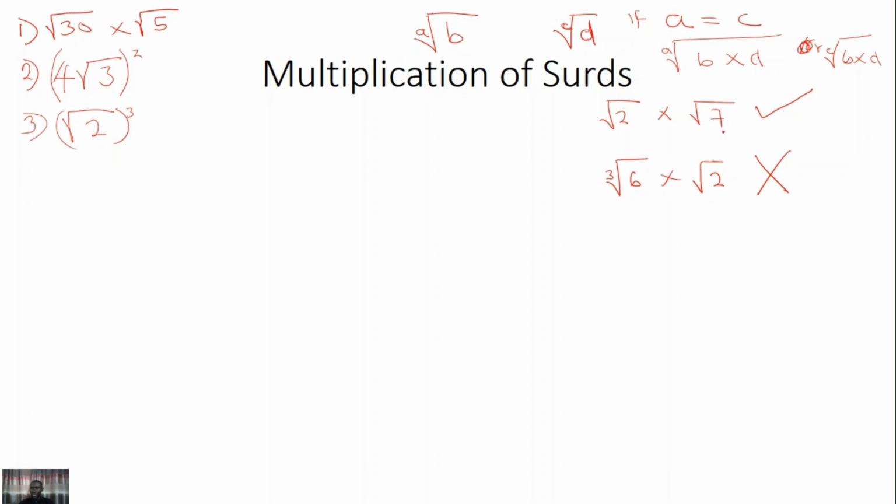But take note that the numbers may not be the same. For example, 2 and 7 are not the same, and you can still multiply them because the roots are the same. Both of them are square root. Now, having noted these rules, let's do some exercises as example.